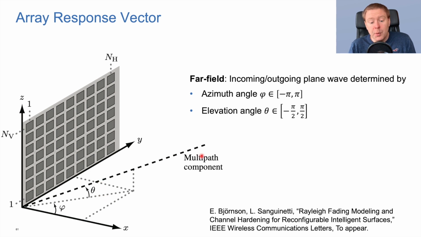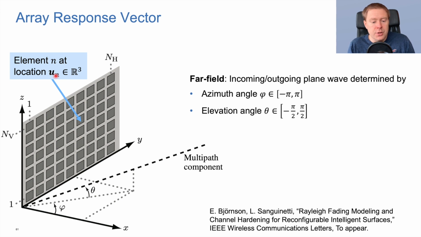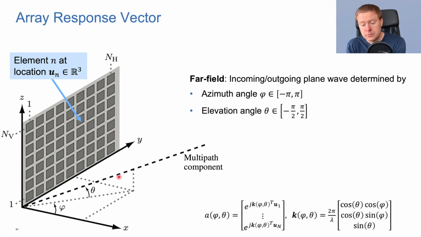And then a multipath component can arrive to this array or leave the array in one pair of angles here. An azimuth angle of 0 degrees is straight in front of it, and then we can move around, and have different elevation angles. So if you consider a certain element here at location u_n, and this is three-dimensional, so it has 3 different coordinates, and since it's located in the YZ plane, the X component will be 0. Then we can compute what is known as the array response vector. It's a vector of length equal to the number of elements, and we can order the elements in any manner we like.